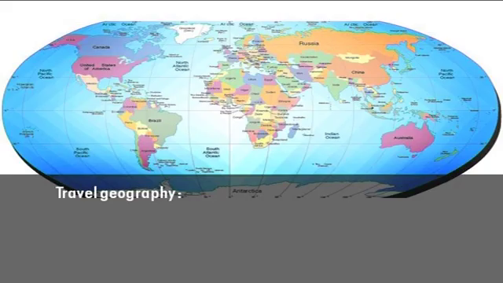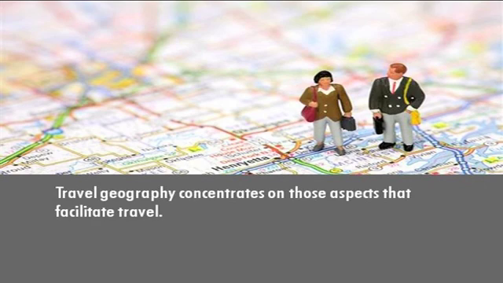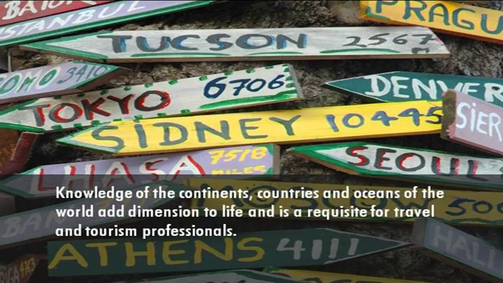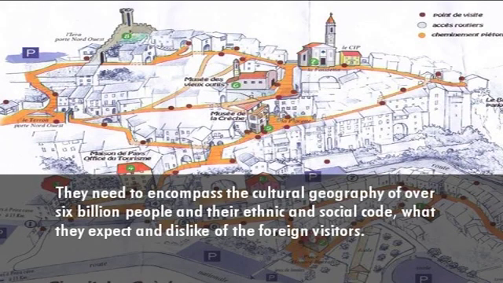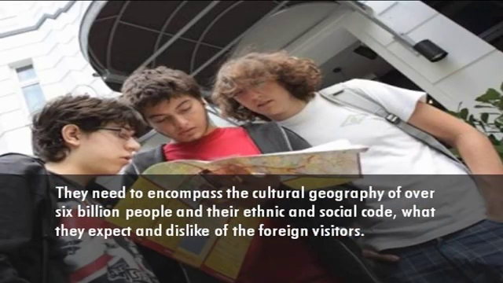Travel geography. Travel geography is based on physical geography, which encompasses the 7 continents, 21 oceans and seas, over 200 countries of the world. Travel geography concentrates on those aspects that facilitate travel. Knowledge of the continents, countries, and oceans of the world add dimension to life and is a requisite for travel and tourism professionals. They need to encompass the cultural geography of over 6 billion people and their ethnic and social codes, what they expect and dislike of the foreign visitors.